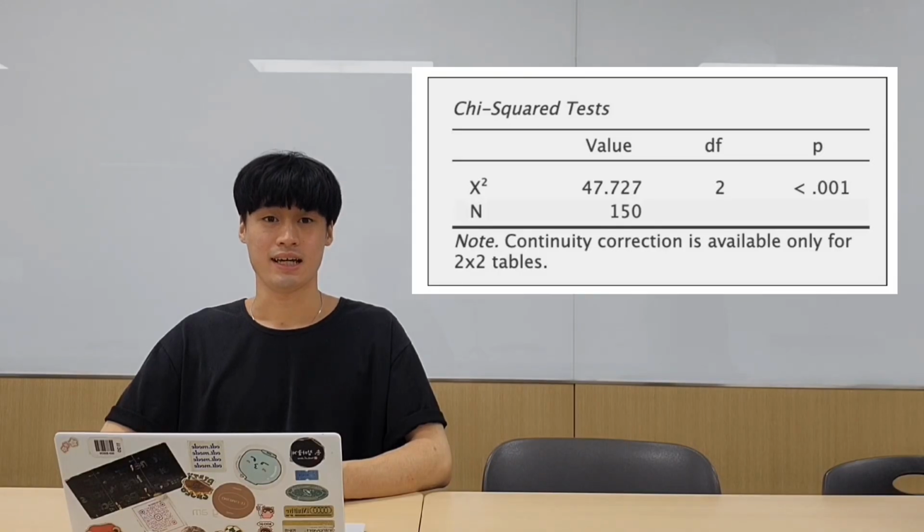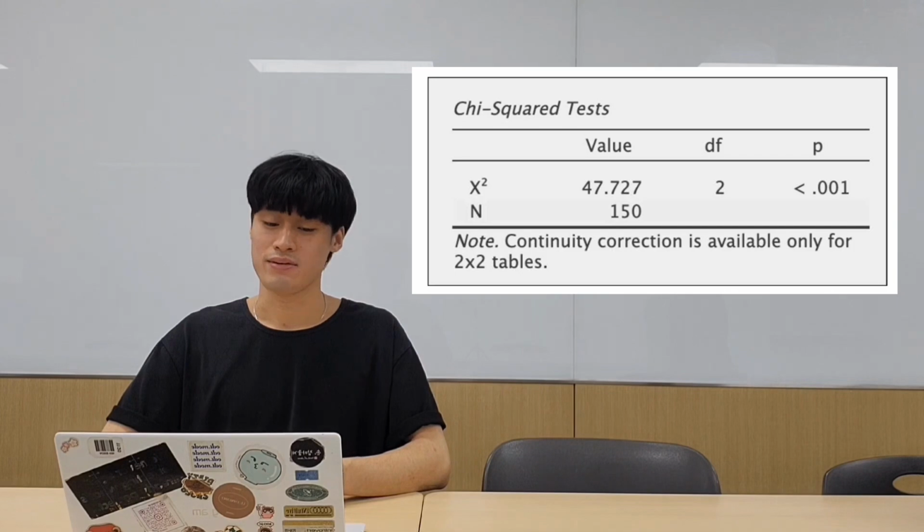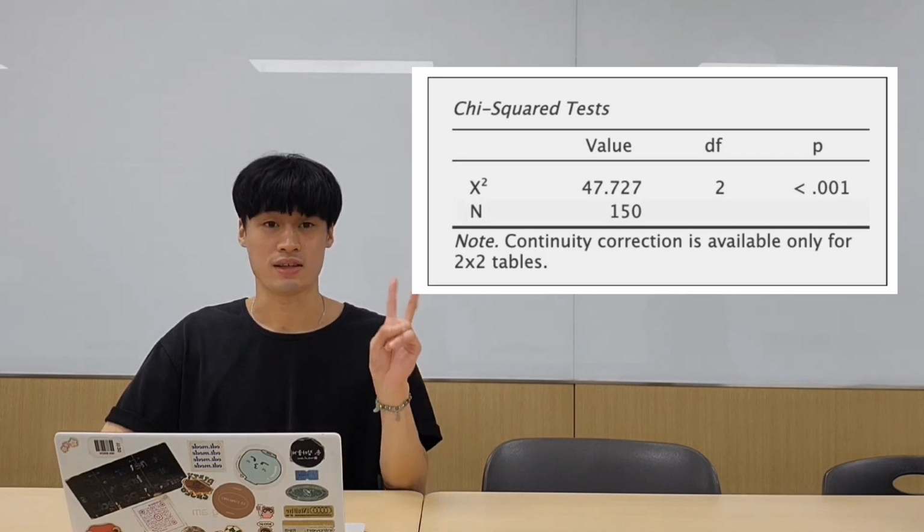Here are the results of the chi-square test. At first glance, the table may look complicated, but we only need to focus on the two key values, the p-value and Cramer's V.